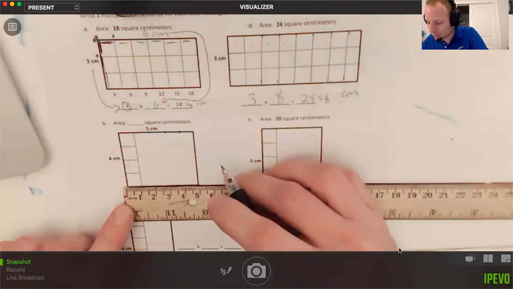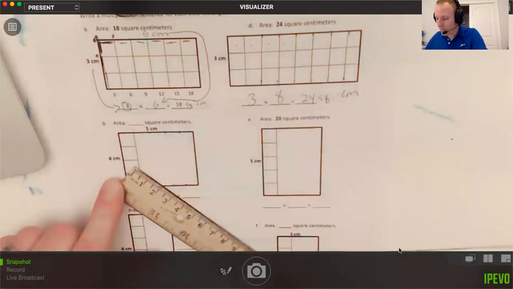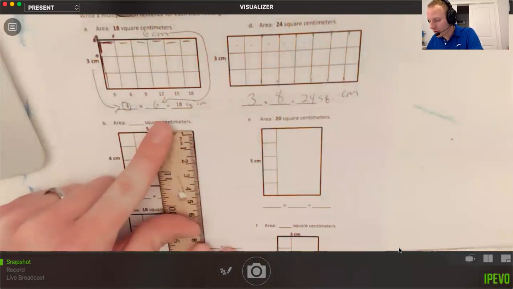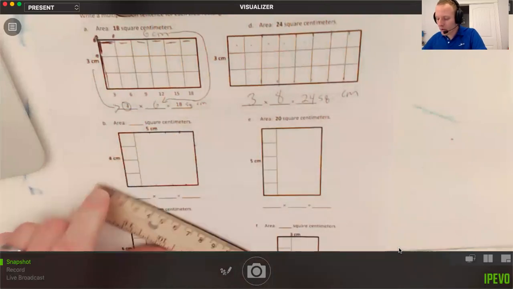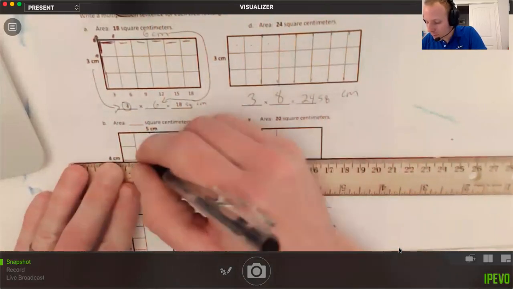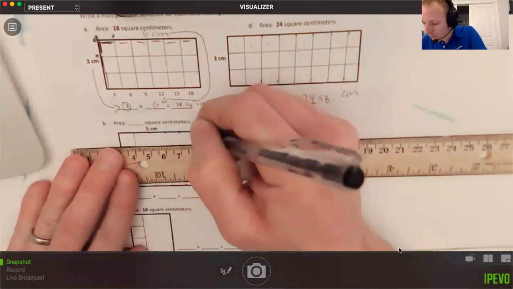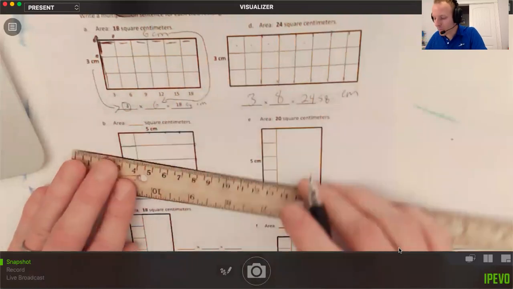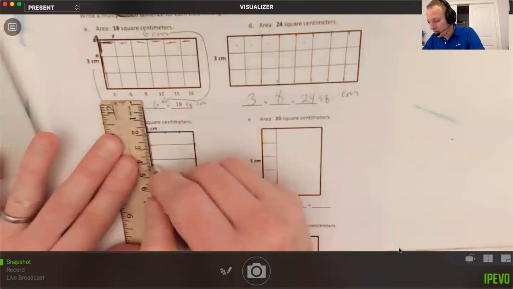And then again, I have to do that same process on the bottom here. And on the right, I have 4 centimeters going down here. 1, 2, 3, and 4. And then I have to connect my dots. Whoops, I didn't draw that one correctly, but you'll still get the point at the end.